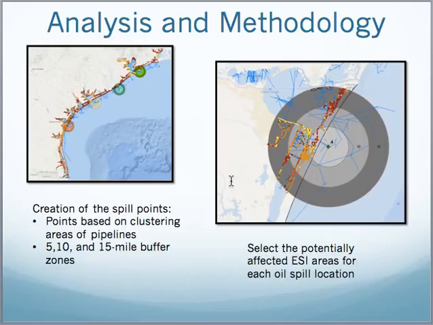So as you can see on the left, it is all of the ESI data plus the 4 sets of buffer zones around the oil spill points, and then on the right is an example, actually a Corpus Christi Bay example, of a single oil spill point and the buffered zone along with the potentially impacted environmental zones.